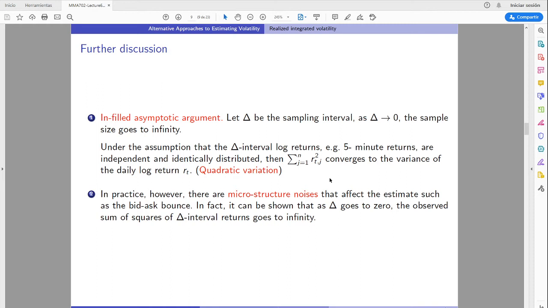However, in practice, there are some microstructure noises that can affect our estimate. This is fundamentally the bid-ask bounce. In fact, it can be shown that as the interval goes to 0, the observed sum of squares goes to infinity. You can be wondering why. The reason is because the returns are not bounded. And so if you sum an arbitrarily big amount of squares of things that are not bounded, you really don't know. You can't make that converge to anything because it is mostly an infinite sum.